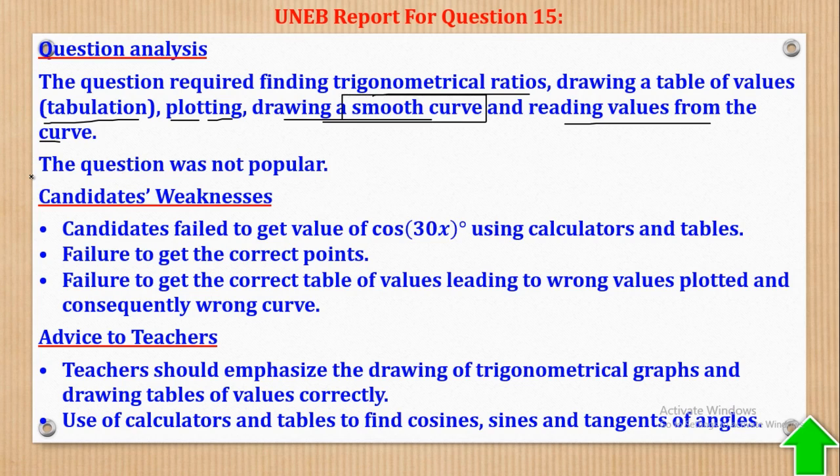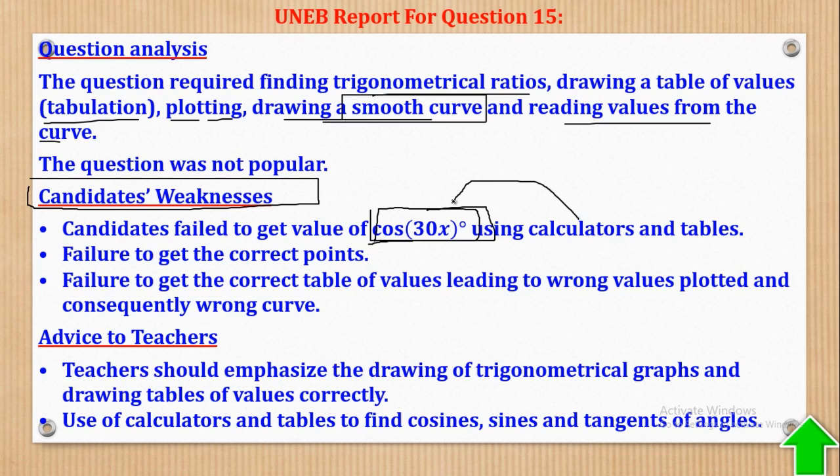So you should know how to use a calculator to calculate those trigonometrical ratios, of course. Then the weakness is that candidates failed to get the value of cos 30. So this one over-deserved students using a calculator. So you should know how to use calculators for these trigonometrical ratios, or you use tables, though calculators are faster. Then 2 is failure to get the correct points. So failure to get the correct points was also a weakness of many candidates, because they couldn't get this value, so even the correct points were not easy to get.